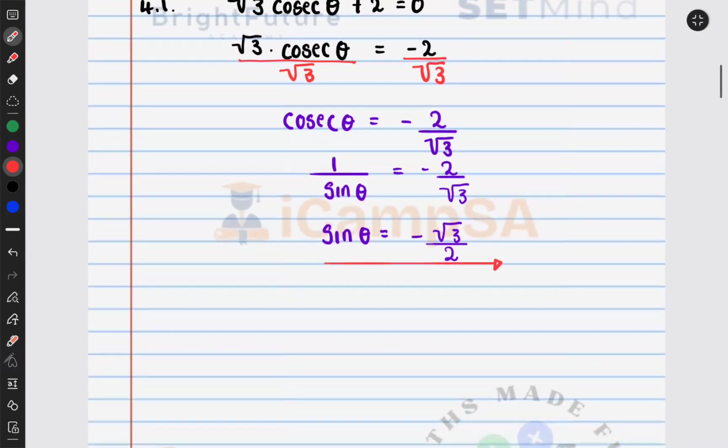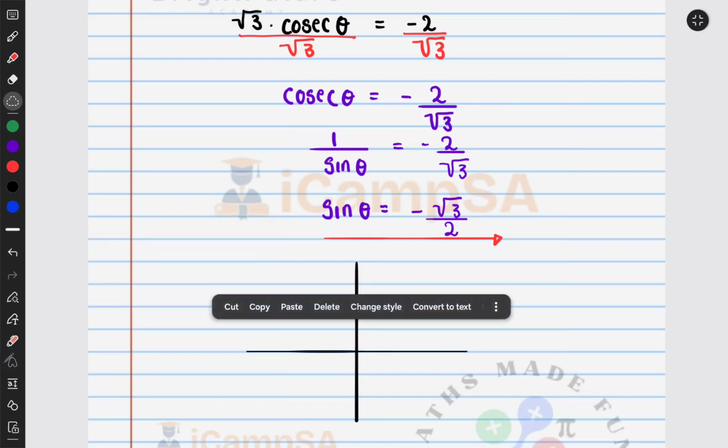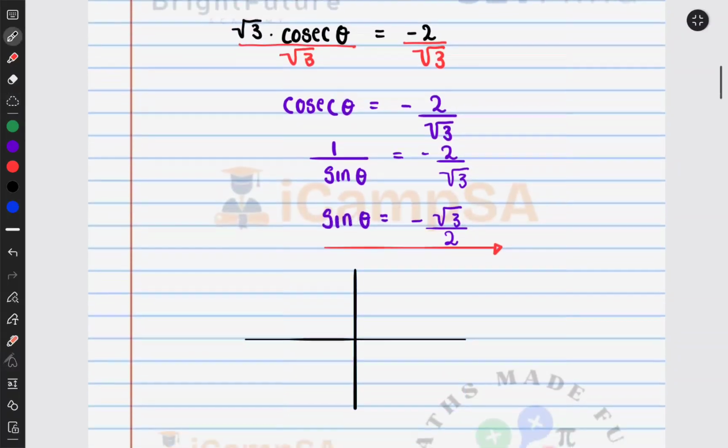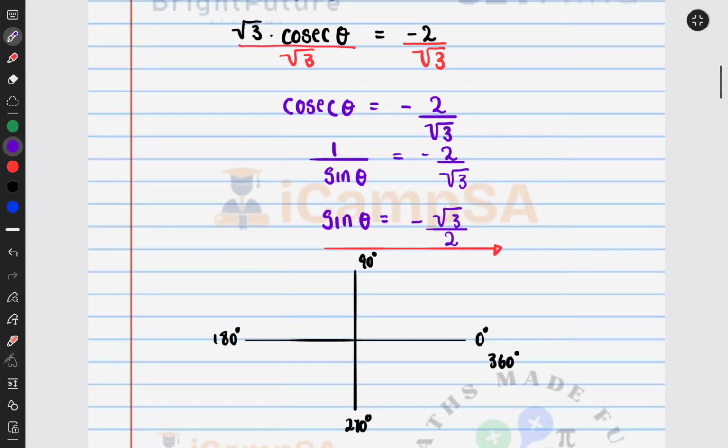Okay, so we know that. What's the next step? Since we have rearranged that, let's draw our Cartesian plane. It doesn't have to be that long. This is our Cartesian plane, and let's label it. We have 0 degrees, 90 degrees, 180 degrees, 270 degrees, and 360. And what do we see here? We see that sine theta is actually negative root 3 over 2.